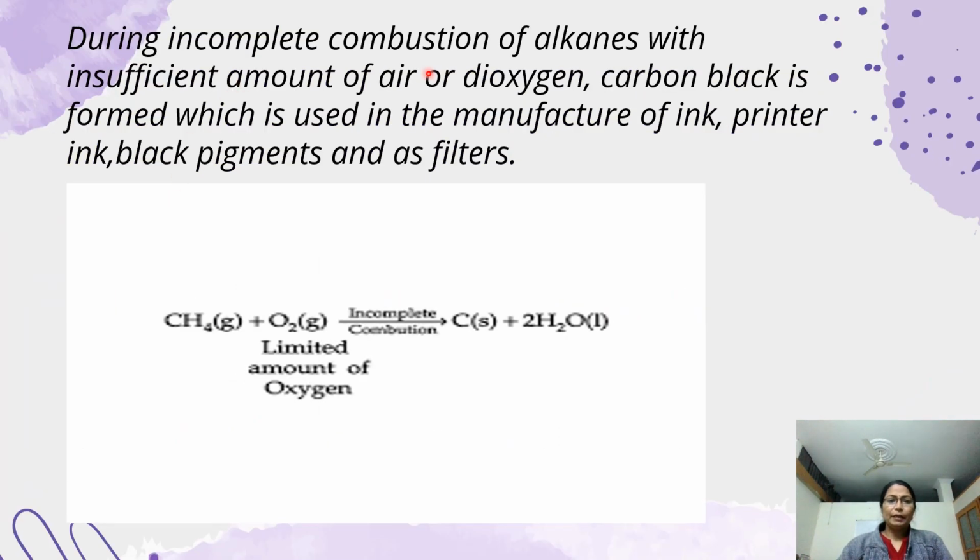Incomplete combustion of alkane means that when we heat the alkane in an insufficient amount of air and dioxygen, carbon black is formed. That is, CH4 when treated with O2 in a limited amount of oxygen, which is called incomplete combustion, will give carbon black. And that is used in the manufacturing of ink, printer ink, black pigments, and as filters.